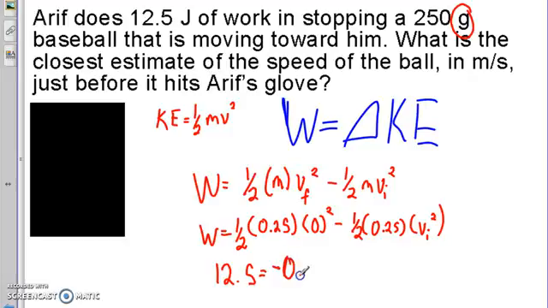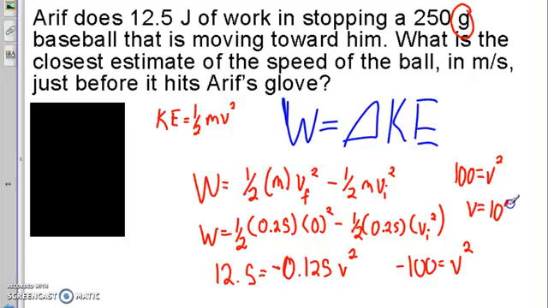Now let's talk about this negative thing, because it's going to be in the way. When you're dealing with work, remember that work is not a vector. It has no direction. So when we have this negative, what happens if I divide by it on both sides? I take 12.5 divided by negative 0.125 and I get negative 100. Well, I'm not going to be able to take the square root of a negative number. Again, you have to understand that these are all scalars. The direction doesn't matter. So in this case, I would really just ignore the negative, and you just get 100 equals v squared, and of course take the square root and get v as 10 meters per second.